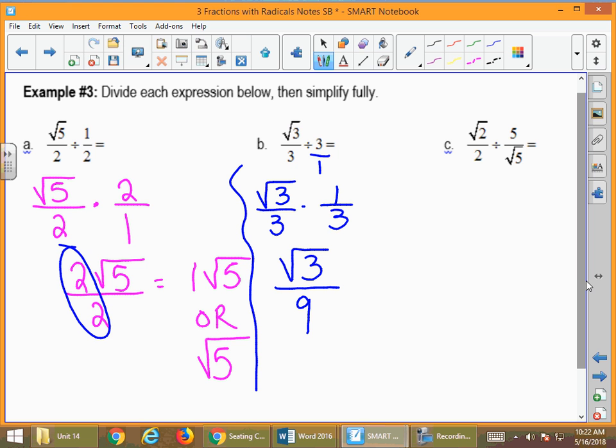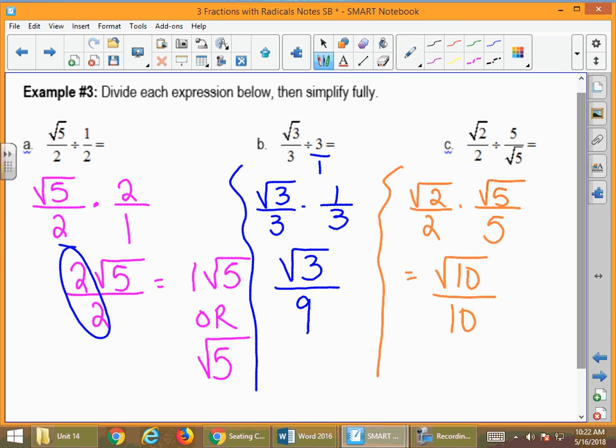Letter C. When dividing, don't ask why. Flip the second one and multiply. Square root of 2 over 2 times square root of 5 over 5. Flip the second one, and now we're going to multiply. Square root of 2 times square root of 5 is square root of 10. 2 times 5 is 10. Again, that is all we can do on this particular problem because 10 is underneath the square root and 10 is not.